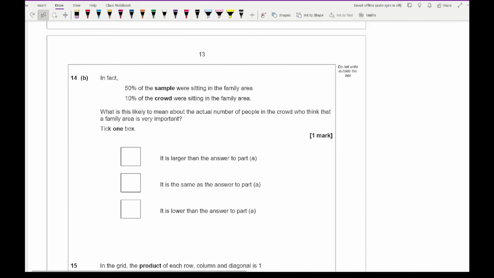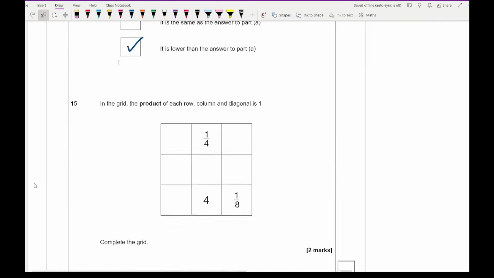19,175. So moving on to 14b, it says in fact 50% of the sample were sitting in the family area and 10% of the crowd were sitting in the family area. What is this likely to mean about the actual number of people in the crowd who think that the family area is very important? Well, the correct box you should tick for this one is that it's going to be lower than the answer in part A, because we're going to have a smaller proportion.